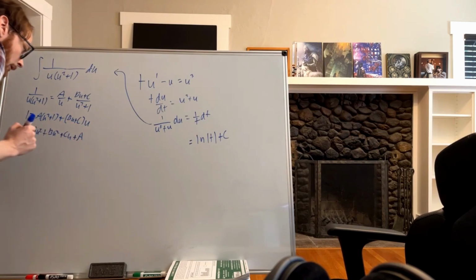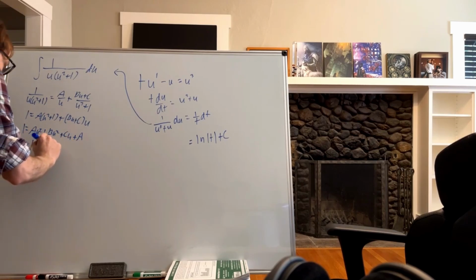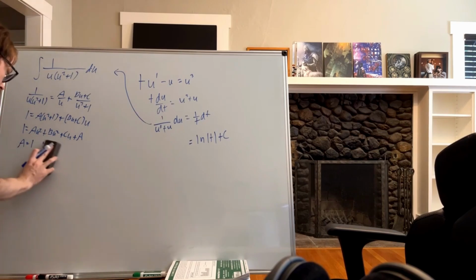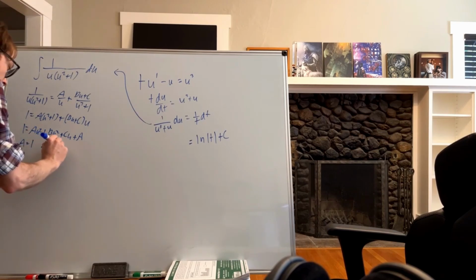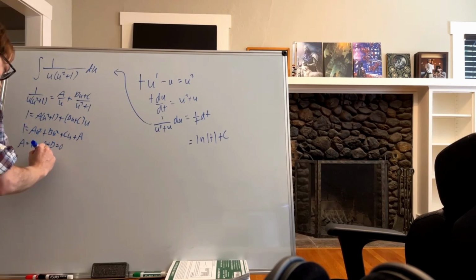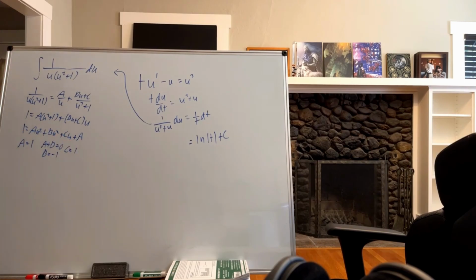Actually, this is even easier partial fractions. Never mind, I was complaining about nothing. A equals 1. A plus b equals 0. And a equals 1, so b equals -1. And then c equals 0. Okay, that could have been so much worse.